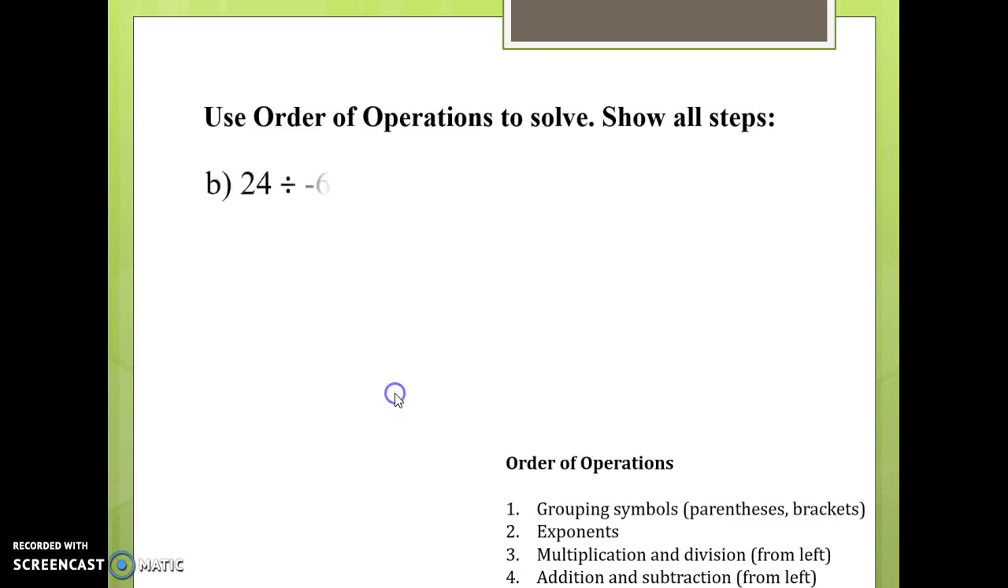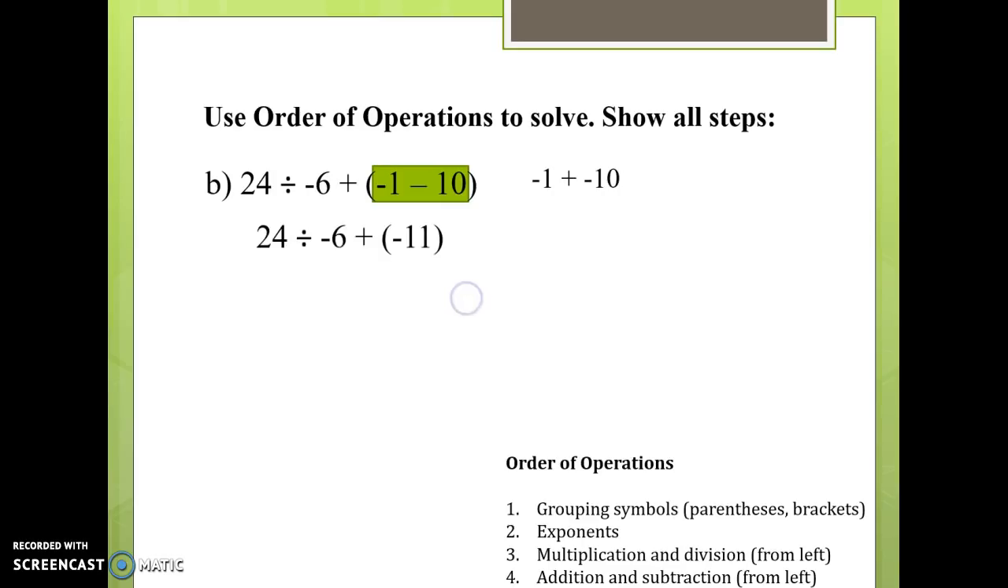Now let's try another problem. We have division here, addition, and we have minus, but that's within parentheses. We have to solve the grouping symbol first. Negative 1 minus 10 is the same as negative 1 plus negative 10, which would give us negative 11, and then we copy everything in front.